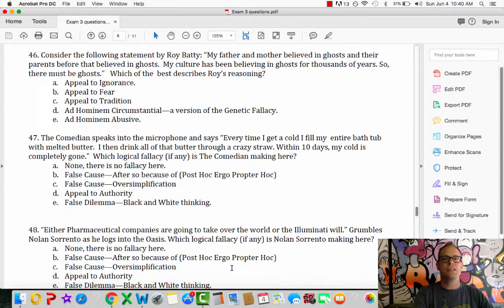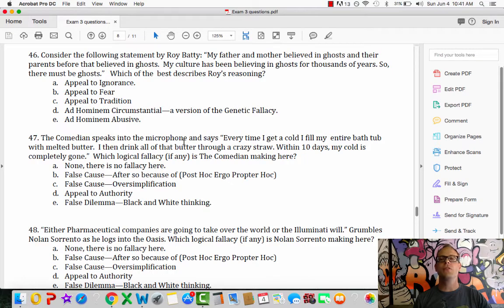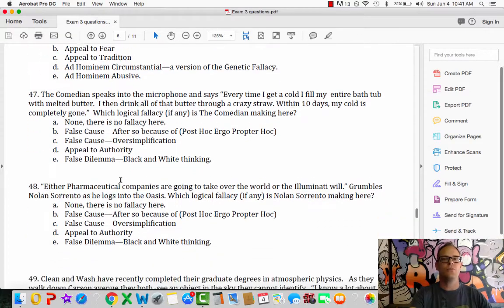All right, number 46. Consider the following statement by Roy Batty. My father and mother believed in ghosts, and their parents before that believed in ghosts. My culture's been believing in ghosts for thousands of years, so there must be ghosts. All right, this would be what? Think about what he's appealing to make the statement true, and that should help you.